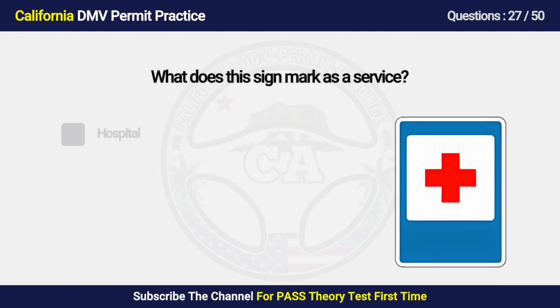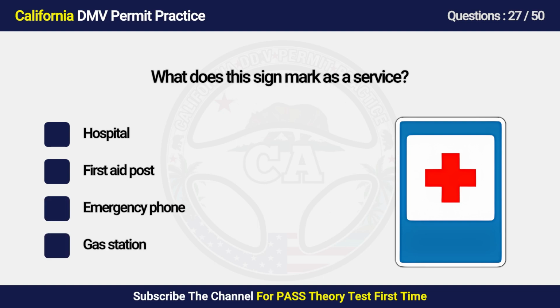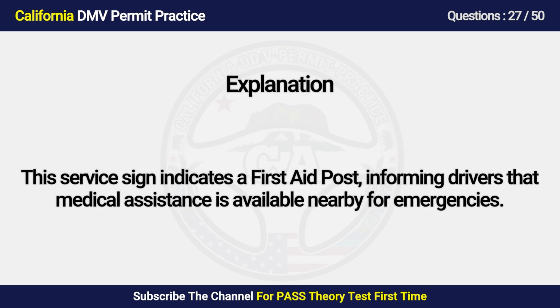Question 27. What does this sign mark as a service? A, hospital, B, first aid post, C, emergency phone, D, gas station. Answer is B, first aid post. This service sign indicates a first aid post, informing drivers that medical assistance is available nearby.